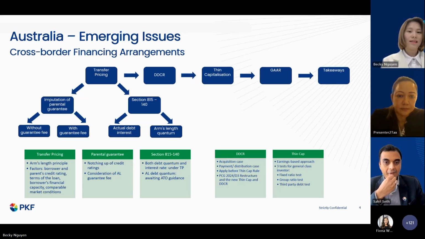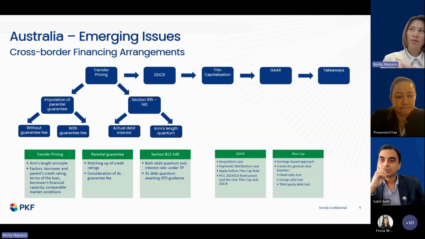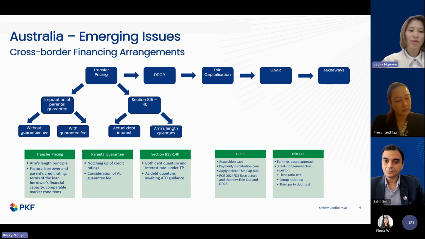The second scenario is borrowing from an associate to fund the payments for royalties or loan repayments or distribution of dividends to associate entities. This type of debt arrangement will also be denied under the debt deduction creation rules. Coming to the third point, only after the transfer pricing rules have been addressed and debt deduction creation rules have been addressed, then thin capitalization rules can operate.